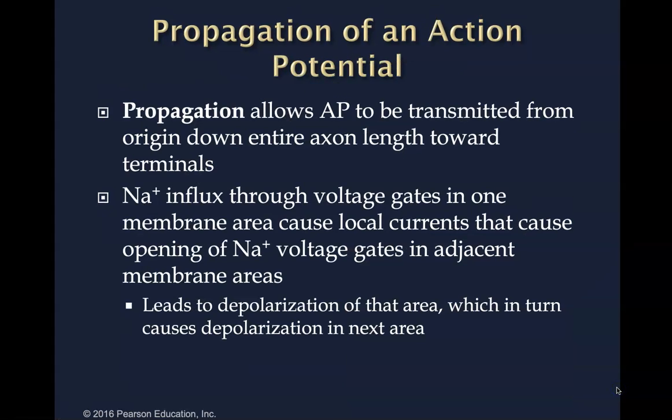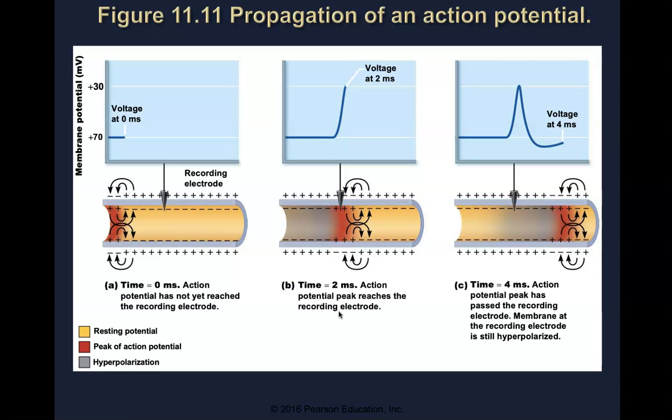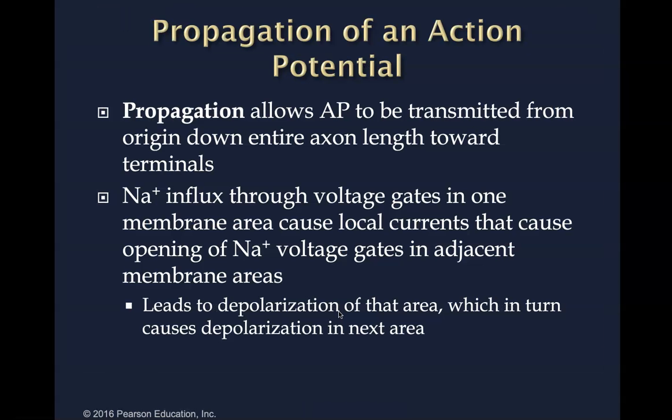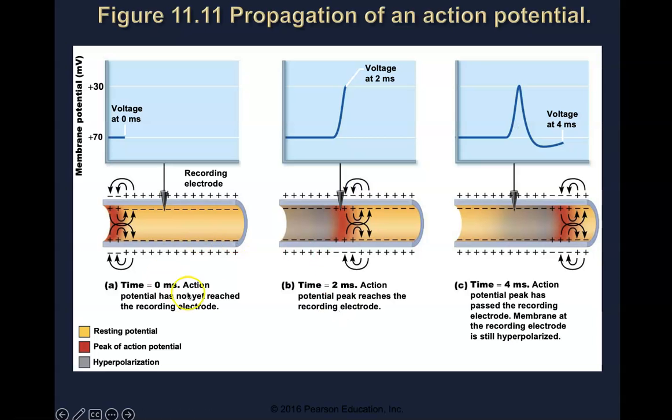Okay. So again, propagation allows an action potential to be transmitted from its origin down the entire axon length toward its terminals. And that sodium influx through these voltage-gated channels in a membrane area causes local currents that cause the neighboring voltage-gated sodium channels to open in these neighboring areas. And so this is just all the verbiage of what I've already told you. I have it written out because you don't necessarily have a textbook. I know some of you do, but many of you don't. Okay. And so that's what you're seeing here.